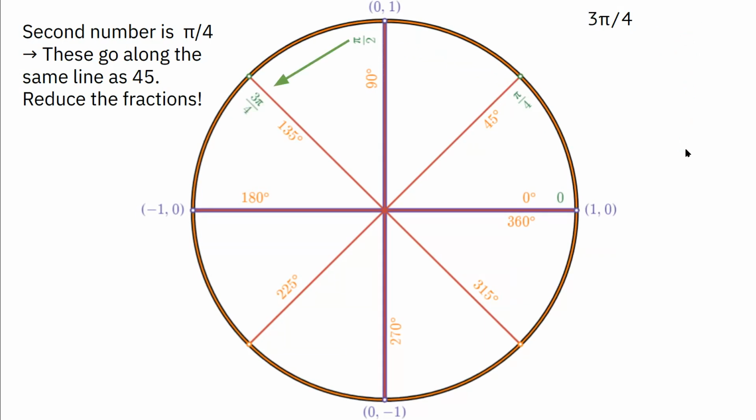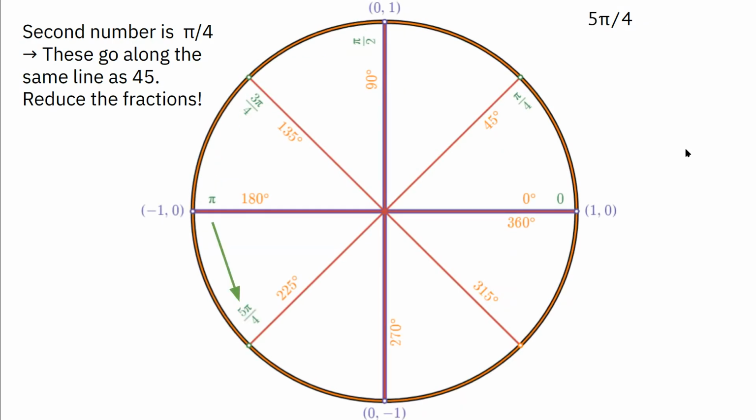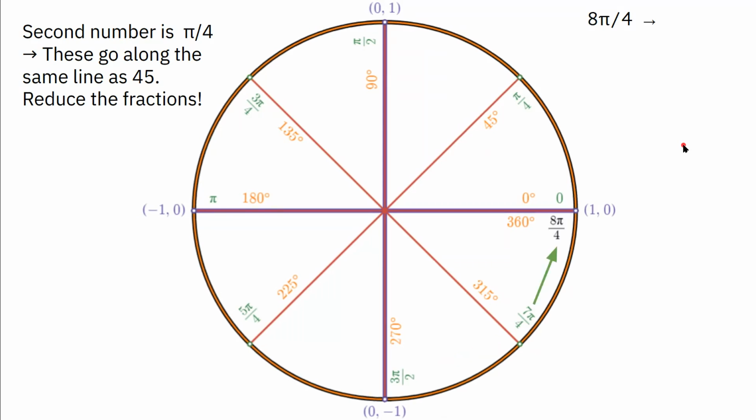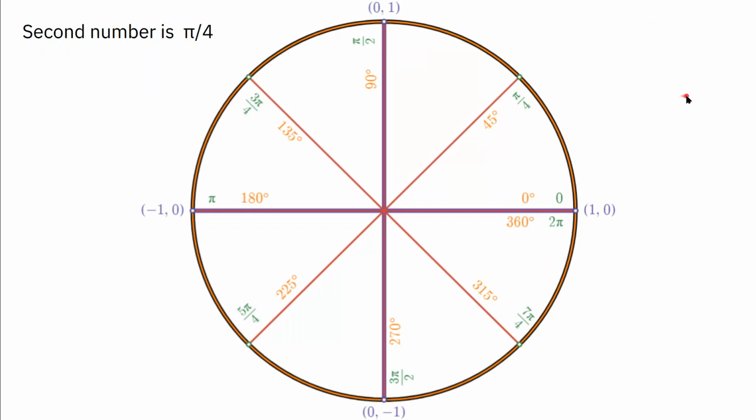3 pi over 4, 4 pi over 4 reduced to pi, 1 pi, 5 pi over 4, 6 pi over 4 reduced to 3 pi over 2, 7 pi over 4, and then 8 pi over 4 is 2 pi. And you should know that 2 pi is 1 full rotation, equivalent to 360, and there is our pi over 4 radians for this circle so far.